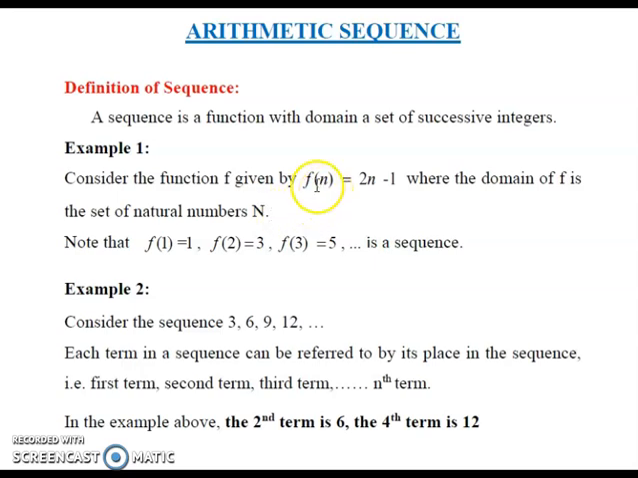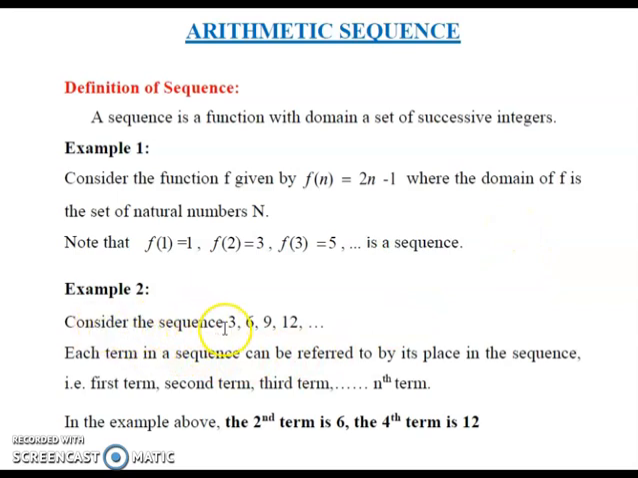Substitute n equal to 1, f of 1 is equal to 2 multiply 1, 2, 2 minus 1, 1. f of 1 is equal to 1. Substitute n is equal to 2, f of 2 is equal to 2 multiply 2, 4, 4 minus 1, 3. f of 2 is equal to 3. Substitute n equal to 3, f of 3 is equal to 2 multiply 3, 6, 6 minus 1, 5. f of 3 is equal to 5 and so on. So, it is a sequence.